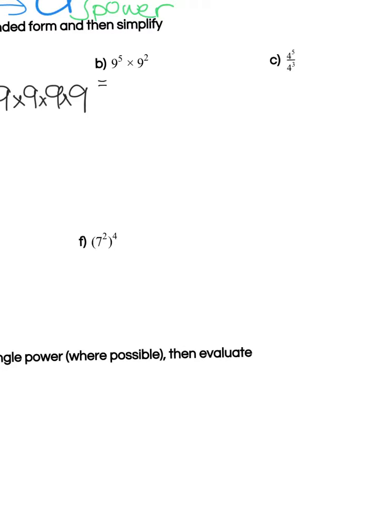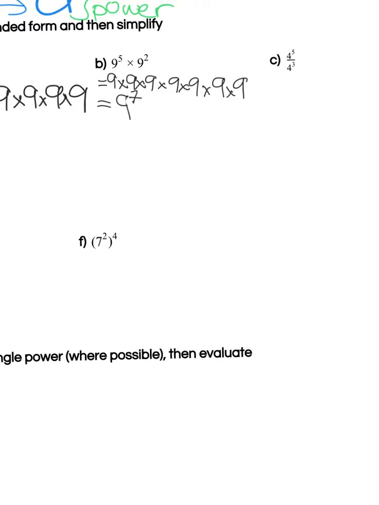All right, let's try this again. Now I have 9 to the power of 5 times 9 to the power of 2. I'm going to write 9 times 9 times 9, and then I have my 2 9's from my power of 2. I'm going to again count up how many 9's I have. I have 1, 2, 3, 4, 5, 6, 7. So now I can write this as not 97. Don't ever write it as 97. 9 to the power of 7.